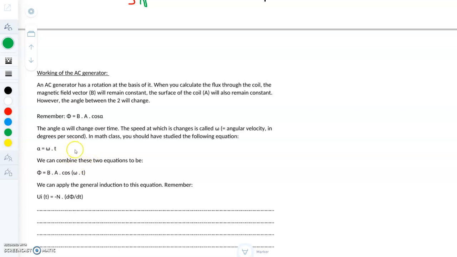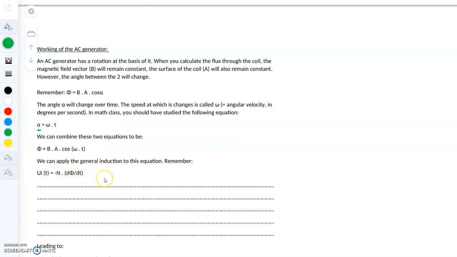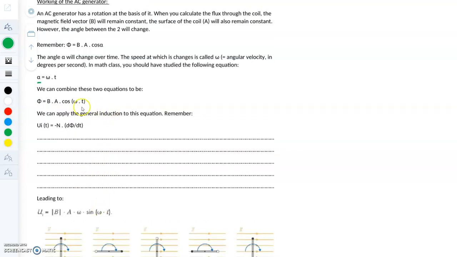And if we want to introduce that physical quantity time into our equation, we can state that the angle in degrees is your angular velocity, the turning speed, times the time you're at. And if you just change out that angle alpha with angular velocity times time, you can actually start derivating this whole equation towards time. Now, this is a cosine function. The derivative of a cosine function is a negative sine function.